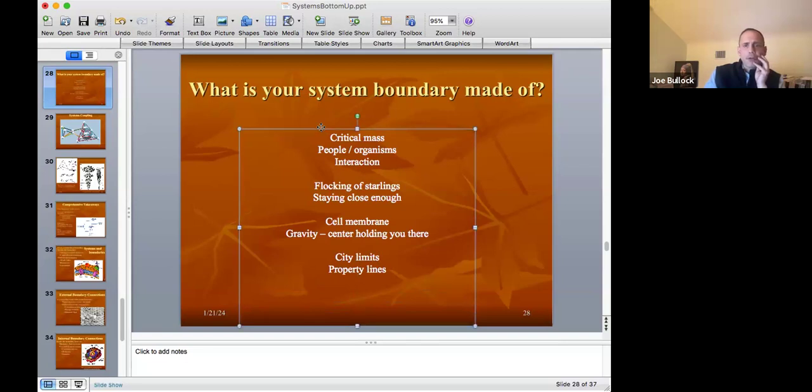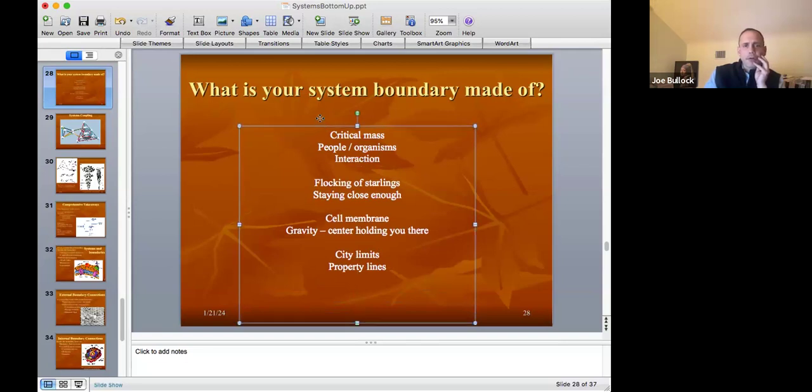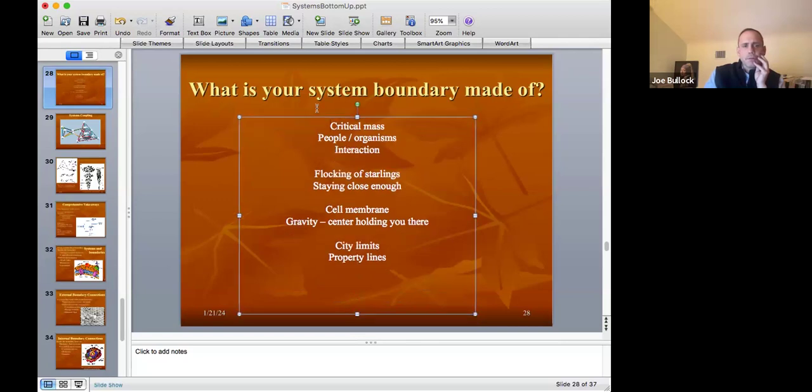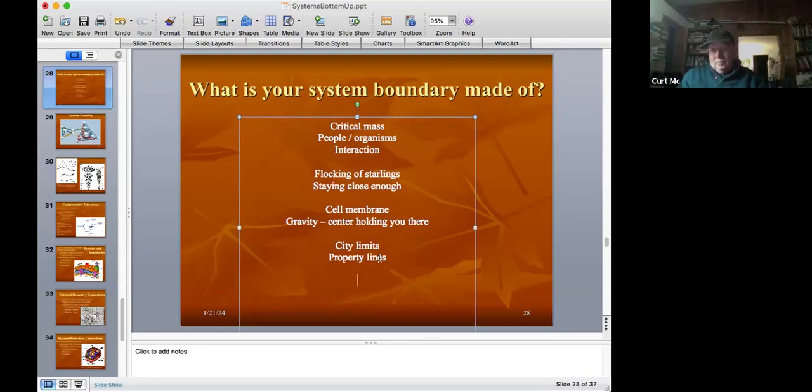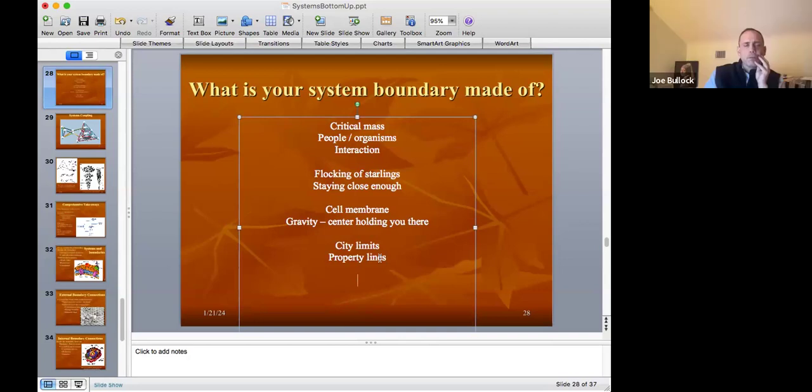Would anybody else like to offer any ideas as far as a boundary is concerned? I'm not going to go back to presentation mode right away because I'm guessing somebody else out there still has something. And if you want to speak, you can also just type it in the chat.